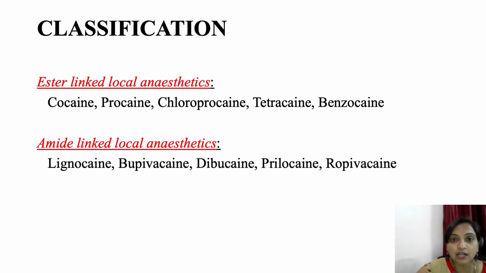So moving on to the classification. They are classified two ways: ester-type local anesthetics or amide-type. Ester-type local anesthetics are cocaine, procaine, chloroprocaine, tetracaine, benzocaine. And amide-type local anesthetics are lignocaine, bupivacaine, dibucaine, prilocaine and ropivacaine.